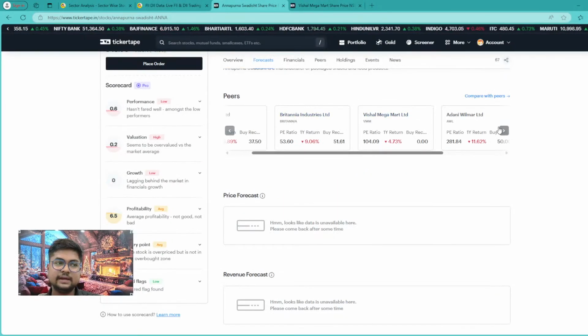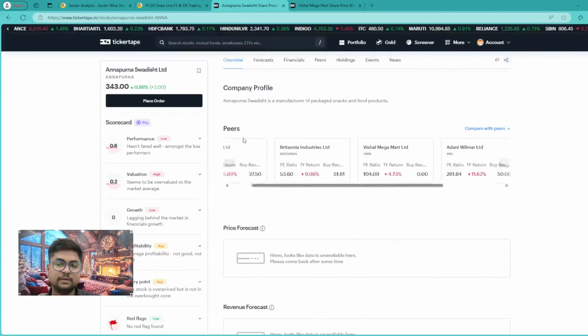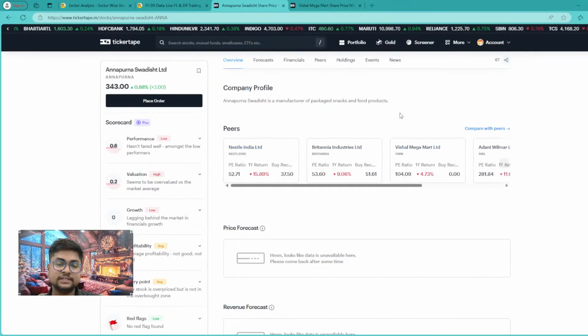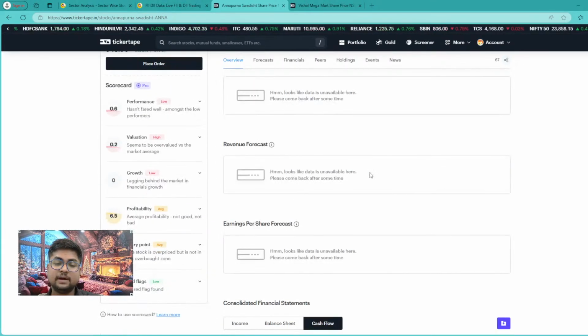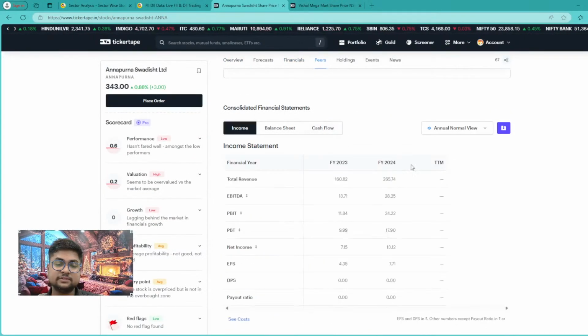So these are the entries which we are able to see, and if you compare with its peers, they are doing really well. Annapurna Swadhi has been performing quite well. Adani Wilmar Limited, most of the stocks we see in the FMCG sector are doing negative and maintaining negativity. But if we look at the income statement, we have already discussed it, but we'll go more deep.